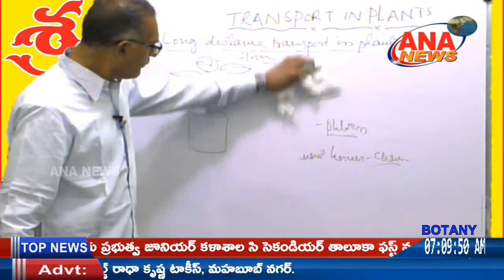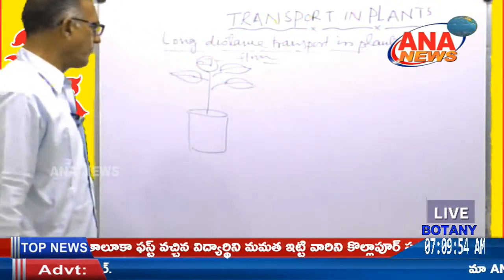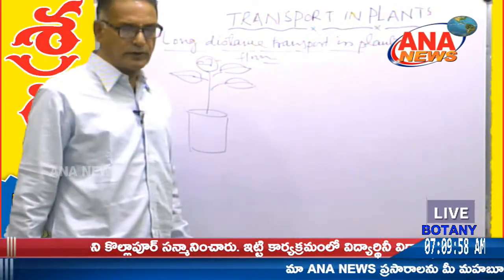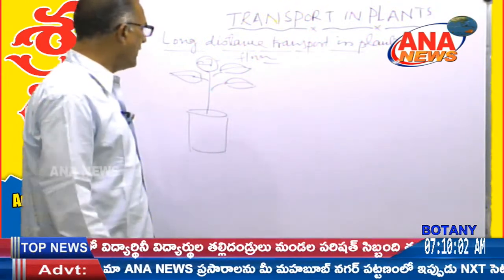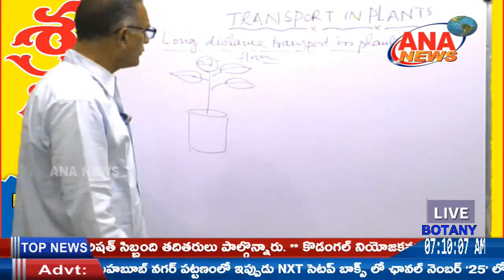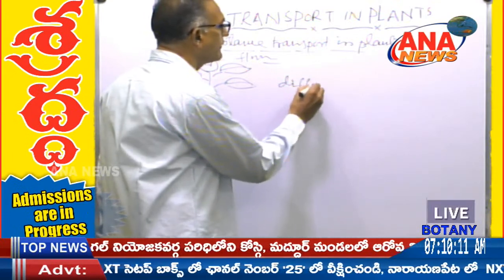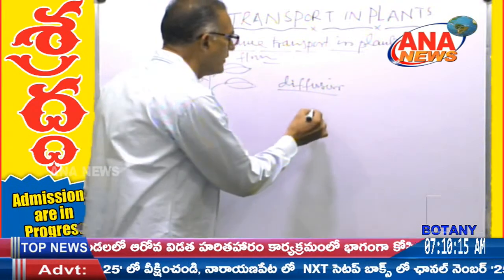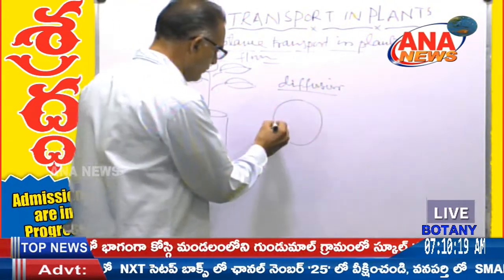So diffusion does not account for long distance transport. Diffusion is not enough for long distance transport. It accounts for short distance transport. The diffusion, whatever we discussed in the last class, is one of the means, and it accounts for short distance transport.